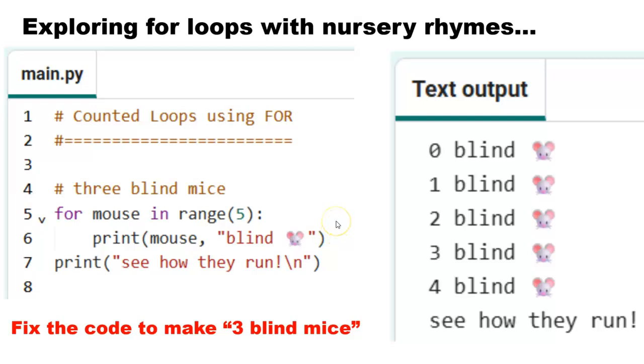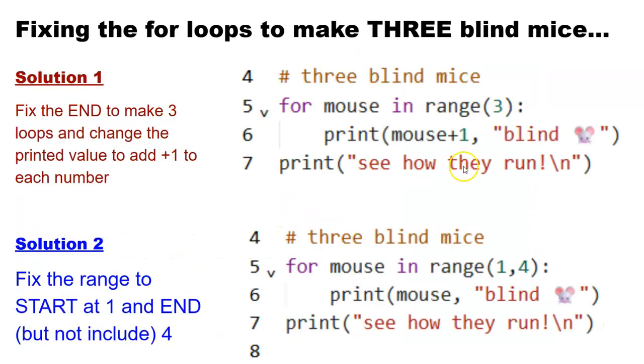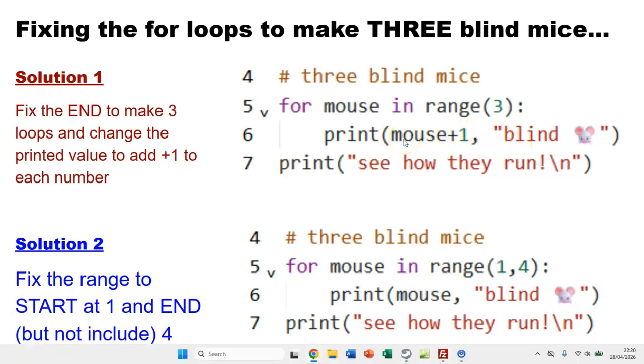Now there are 2 ways we can go about fixing this. Notice this starts at 0, so we probably could add 1 to this, and then each blind mouse will be higher. And then the range of 5 is too many, so we could make it a range of 3. And that's a perfectly valid way of fixing things. So we're going to say range 3, and then we're going to make it print mouse plus 1. Let's have a look at that in our actual code.